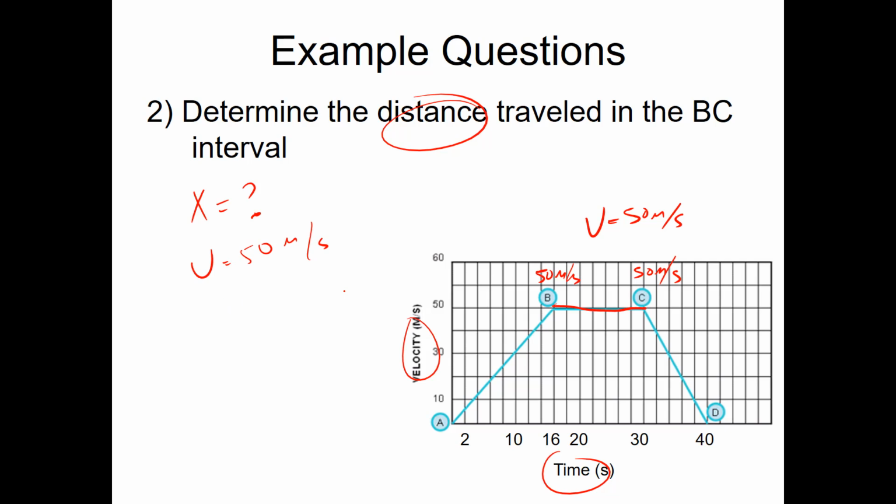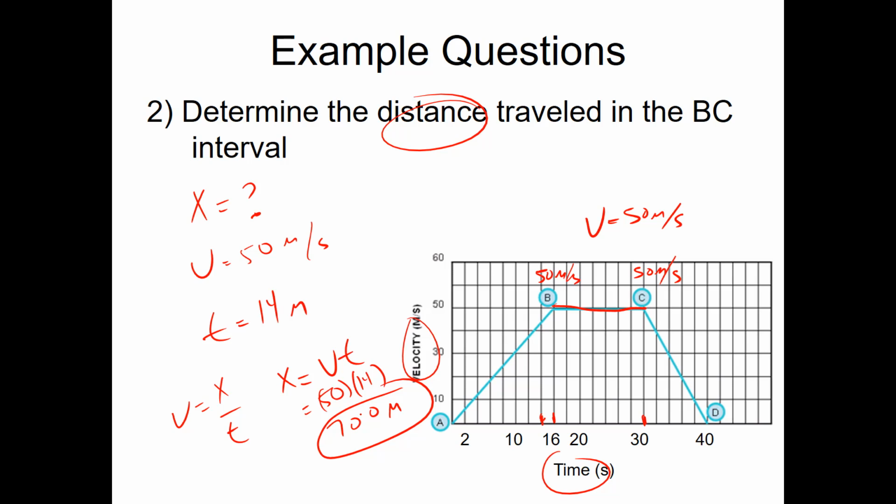And now we also need a time. So B to C is 16 to 30, or 30 minus 16, which will end up being 14 seconds. So time equals 14 seconds. And now we have V equals x over t, just a common equation we've done before. x equals V times t. And when we plug in the numbers, V is 50, time is 14. So we're going to get 700, and that's going to be meters. And there's our answer for this one.